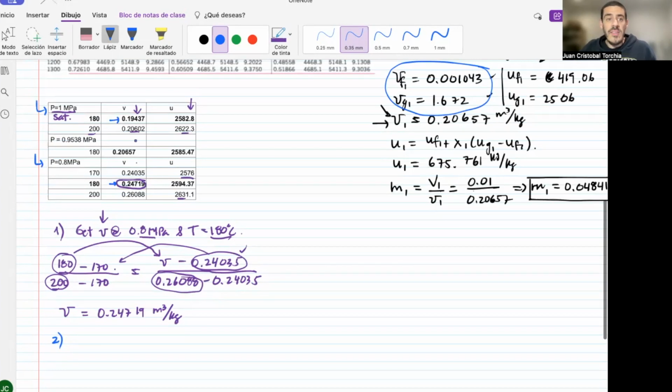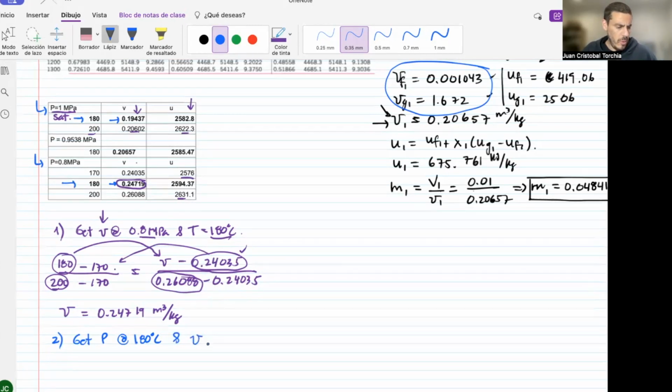Now, the thing is that, is there something else that you can do? And I would say, yes, you know what? Now I'm going to try to get the pressure. So get the pressure at these conditions. At 180 degrees Celsius, I'm going to use the 180 degrees Celsius because I have this information here and this information here, and the specific volume of my data.